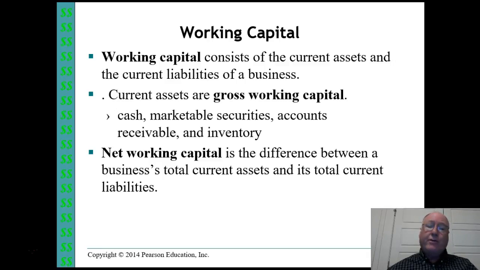Now, just as a reminder, current assets are all of those assets that are expected to be converted to cash or cash equivalents within the next 12 months. And current liabilities are all of those monies that are owed and are going to be paid off within the next 12 months.